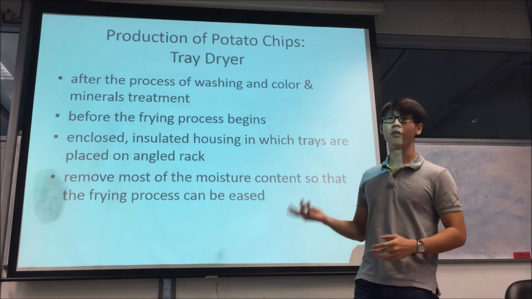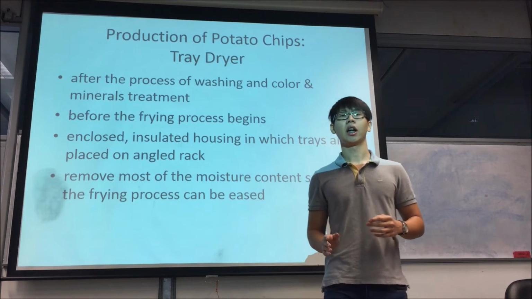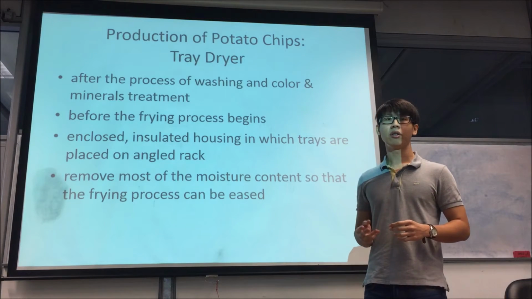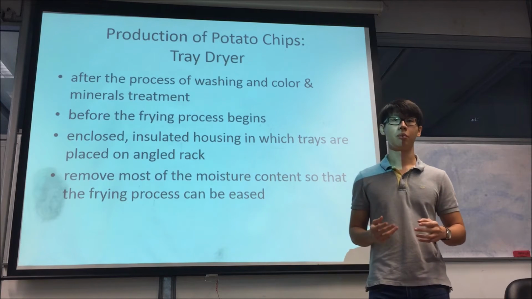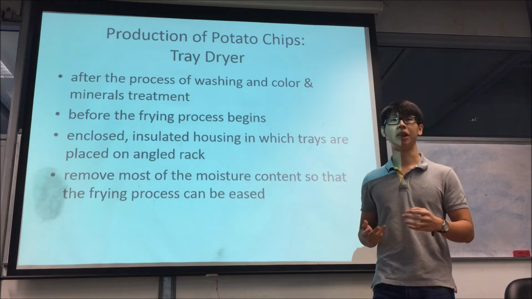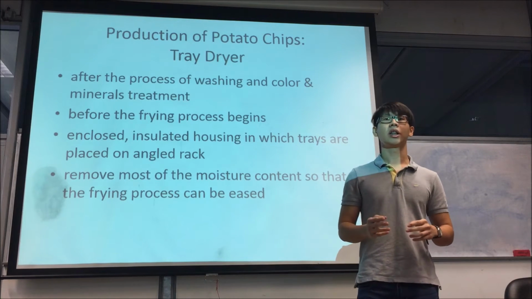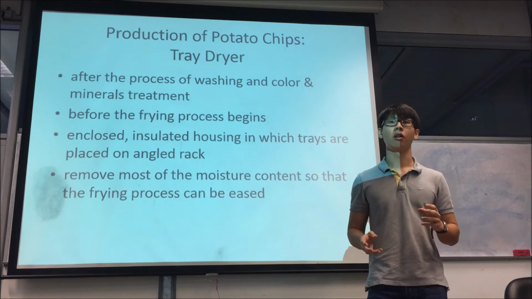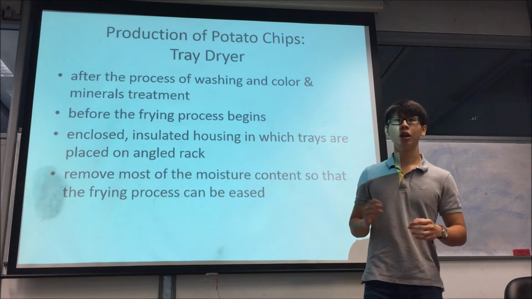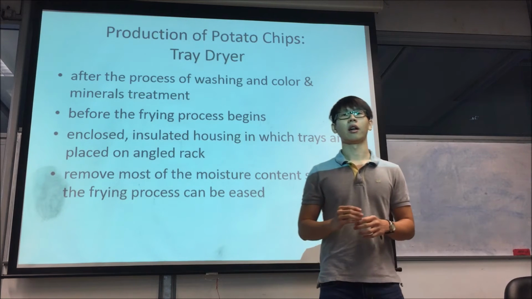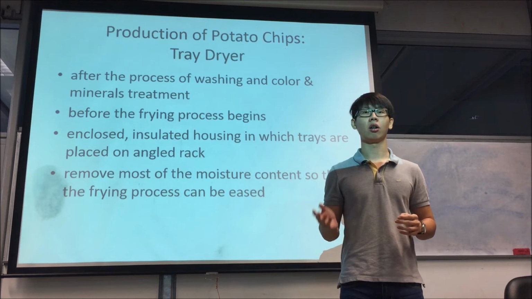In the production of potato chips, the tray dryer is a main component. It is used after the washing and color mineral treatments and before the frying process begins. It is very important because it removes most of the moisture content so that the frying process later on can be eased. The tray dryer used in this production is an enclosed insulated housing in which trays are placed on an angle rack.